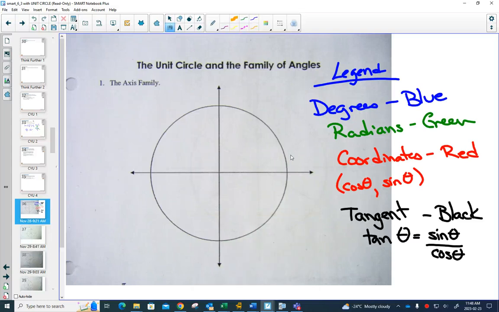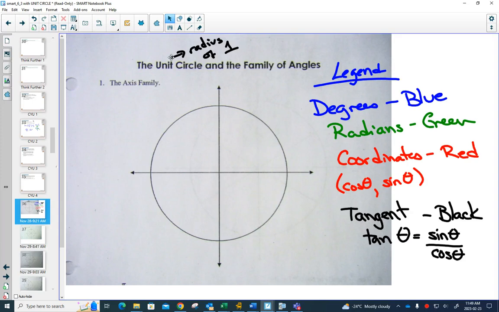Unit circle and the family of angles. First of all, a little reminder: a unit circle is a circle with a radius of 1. And what we're going to find out is there are certain points on our unit circle that we can calculate without the use of a calculator. And if we can calculate them without a calculator, it's going to be expected that we can do that without a calculator.